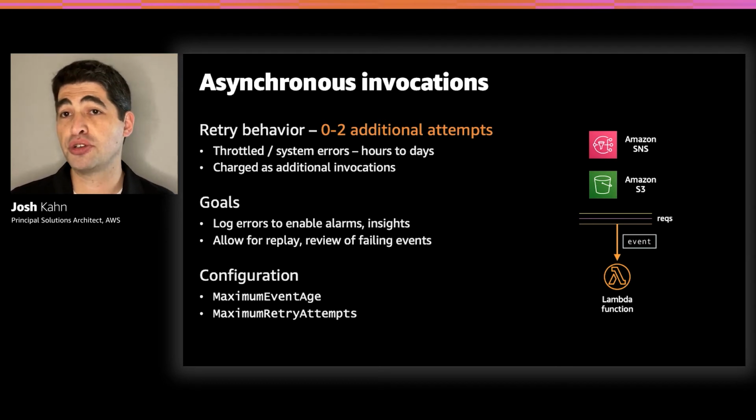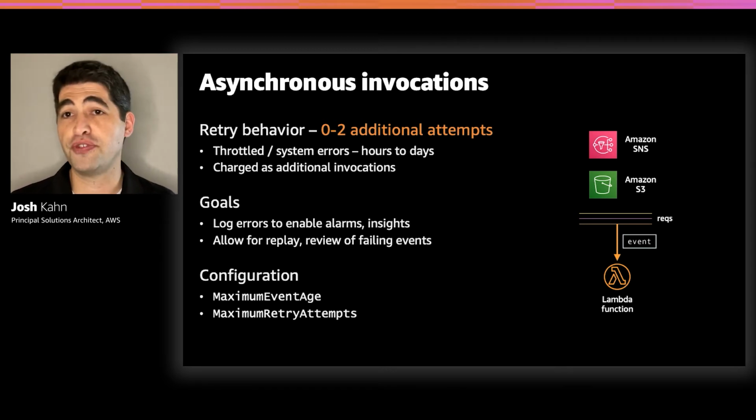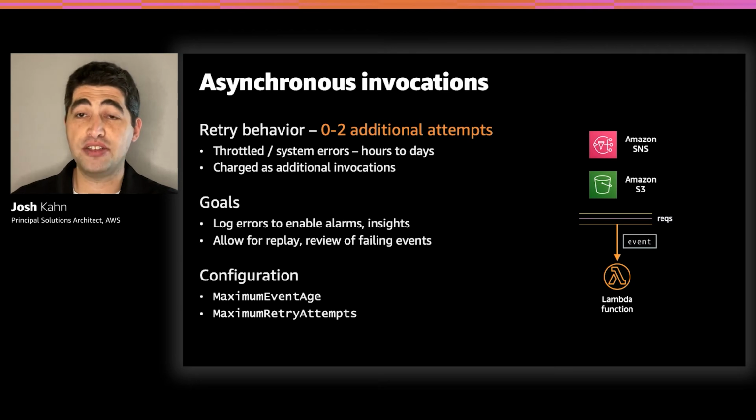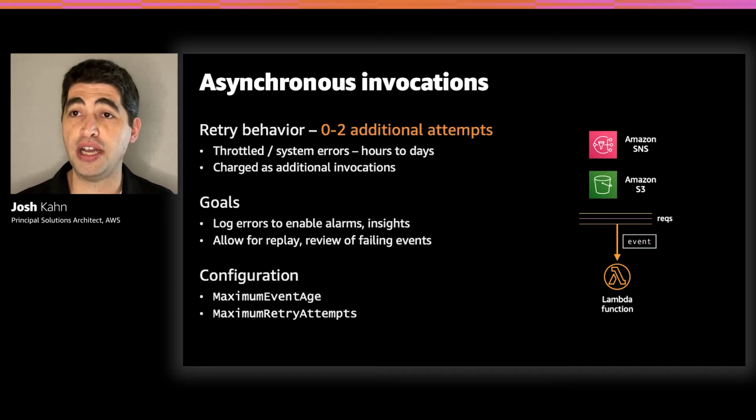Now, if the event source fails to deliver to the Lambda service, or for some reason your function gets throttled, the event source will retry publishing that message over hours to even days using exponential backoff. So it's very important to understand the error behavior and how the system retries to avoid having a lot of unnecessary invokes of your function.